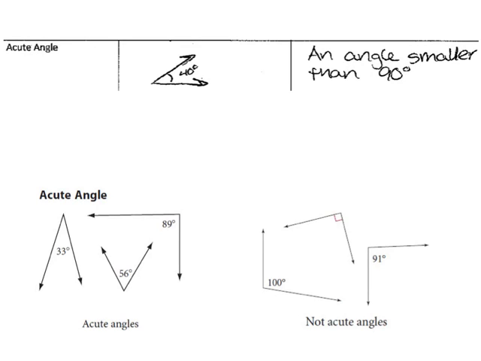Okay, here is an acute angle. This is an angle that is smaller than 90 degrees. Here is an example, like 40 degrees. That is an acute angle. Here are some other acute angles. These are not acute. A 90-degree angle is not acute. Alright, let's look at an example.